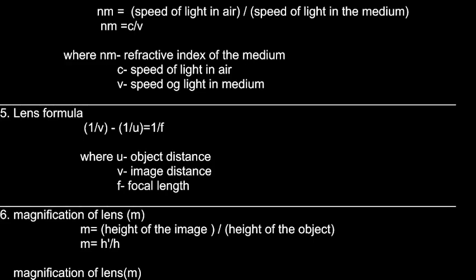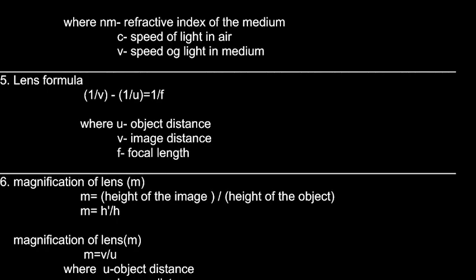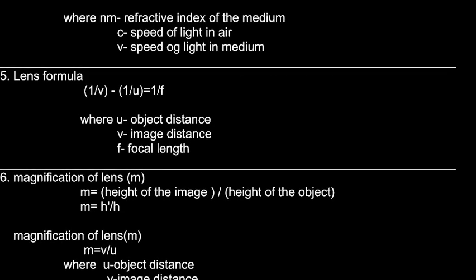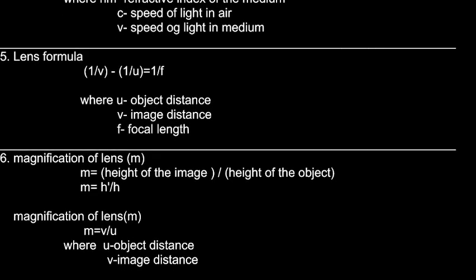1 upon V minus 1 upon U is equal to 1 upon F. You are familiar with U, V and F. U means the object distance, and V is the image distance when light passes through the lens. We keep an object, and the distance of the object is referred to as U. The image that is formed, its image distance is referred to as V, and F is nothing but the focal length of the lens. So remember this formula, 1 upon V minus 1 upon U is equal to 1 upon F.